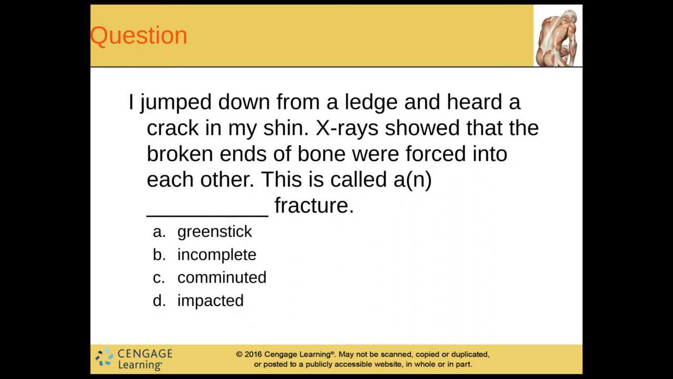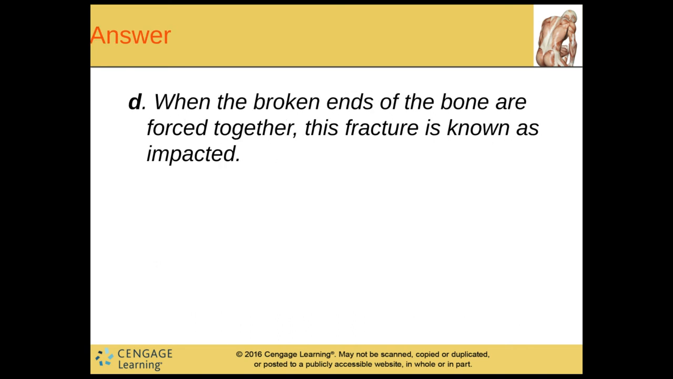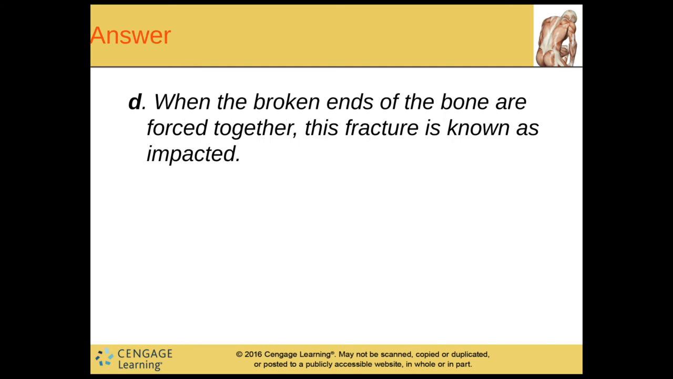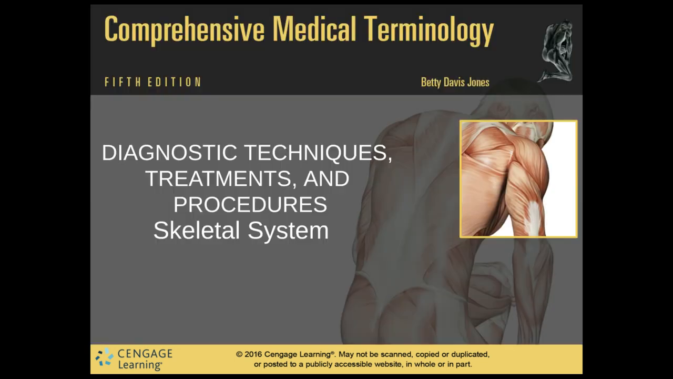So question: I jumped down from a ledge and heard a crack in my shin. X-rays showed that the broken ends of the bone were forced into each other. This is called what kind of fracture? What do you guys think? So it's D, an impacted fracture, right? When the broken ends of the bone are forced together, this fracture is known as impacted. So they impact each other.